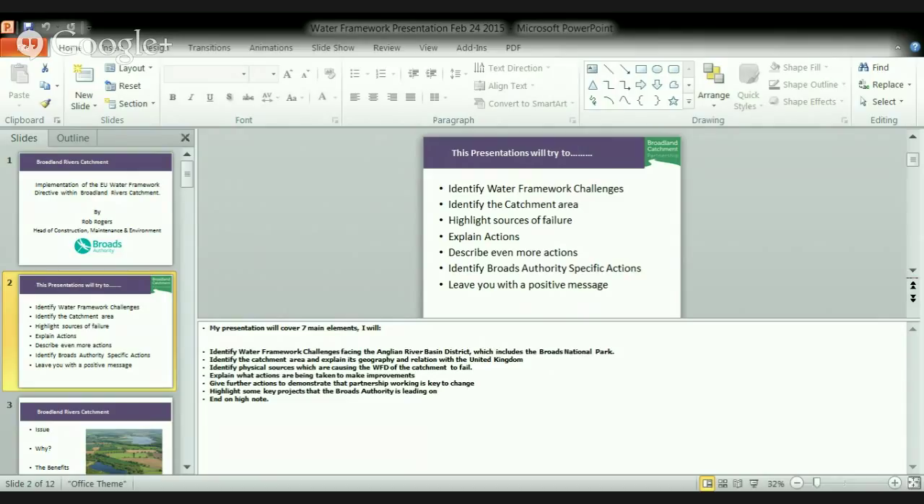We also have a non-native species action plan. This was launched in 2008 to promote prevention controls, eradication of invasive and alien species. Partners collate and monitor. They develop eradication programs and help us to control these species that should not be in the broads. And then finally, we have the fish barrier plan.